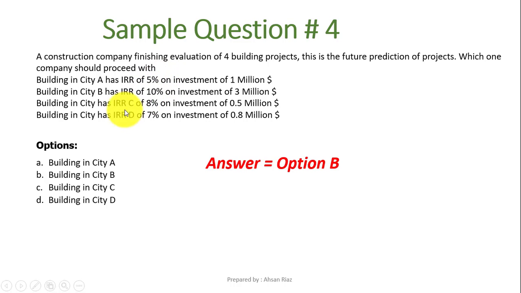So we will select option number B, that is building in city B, right? So with regards to question related to IRR, just simply select the project that has the highest IRR, right? Let's see the next question.